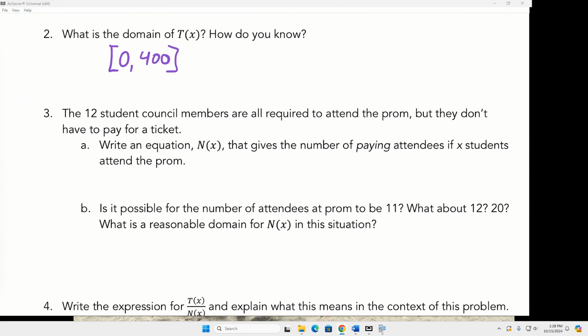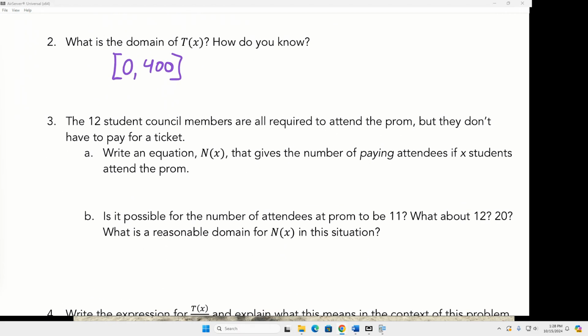Okay, so the 12 people on the student council are required to attend, but they don't pay for their ticket. So we have this new function N that gives the number of paying attendees if x students attend the prom. So what did you guys get for N? x minus 12, good.